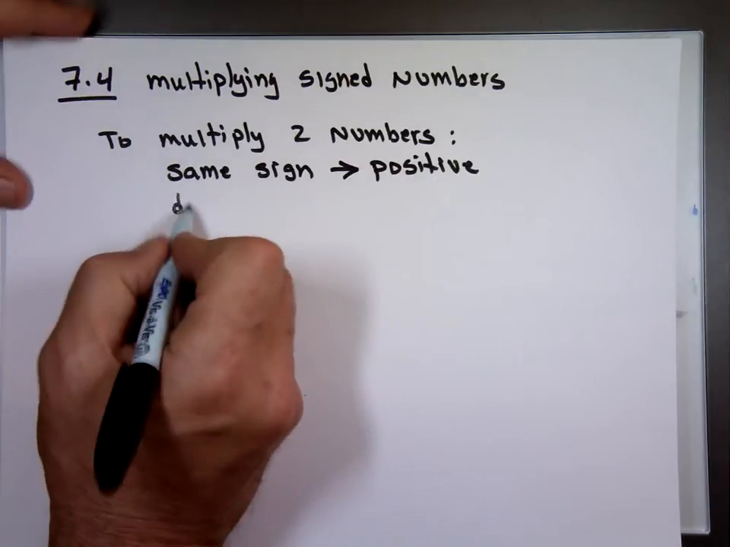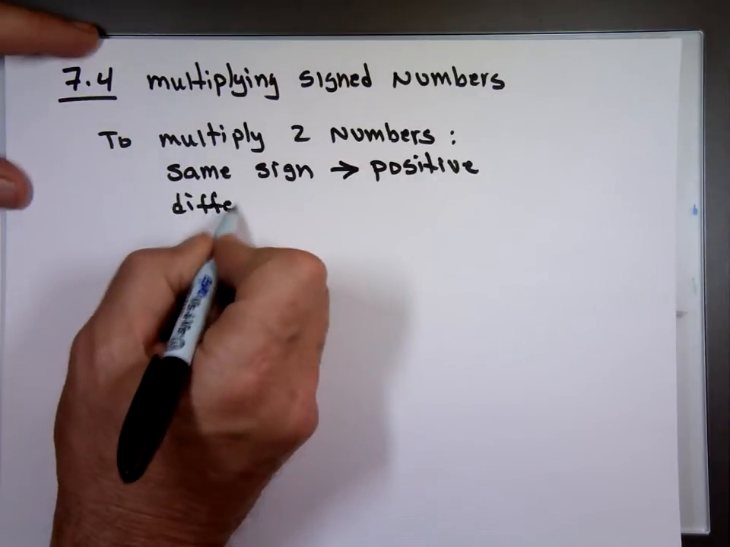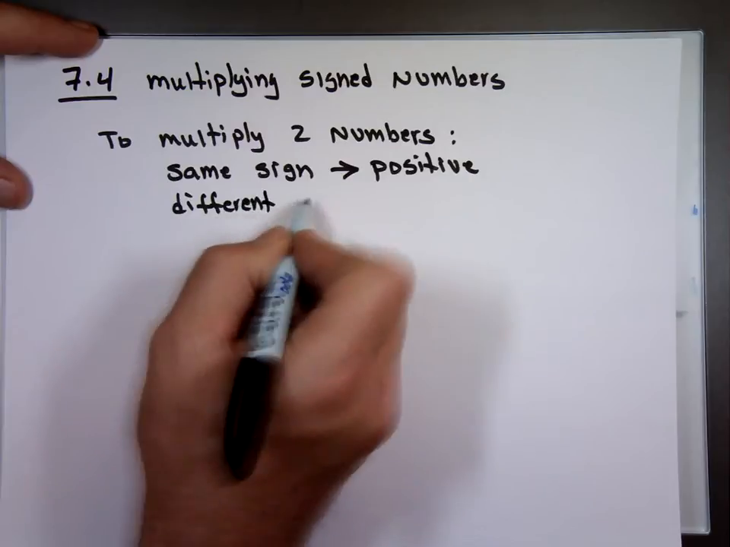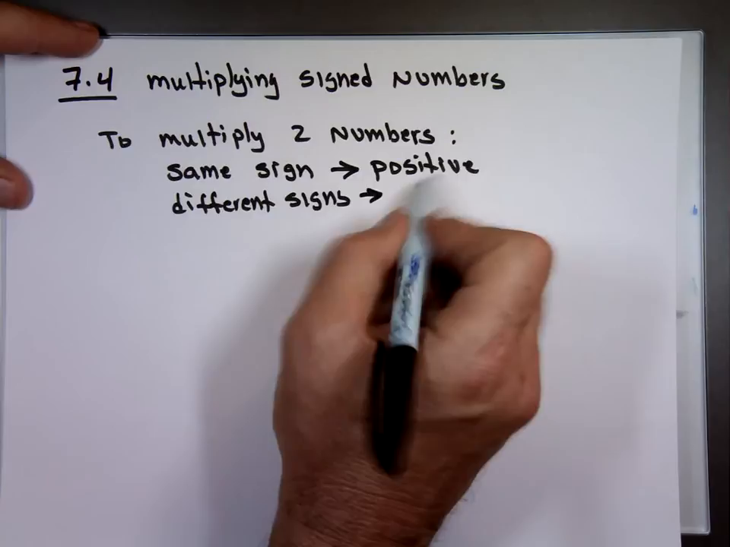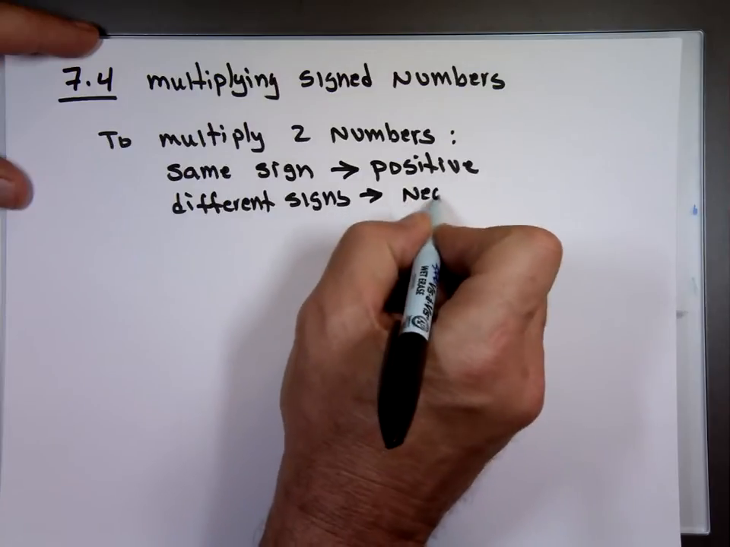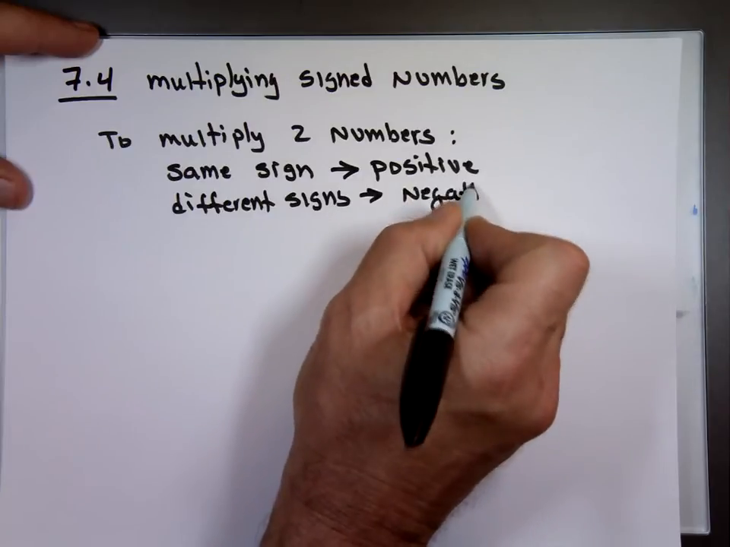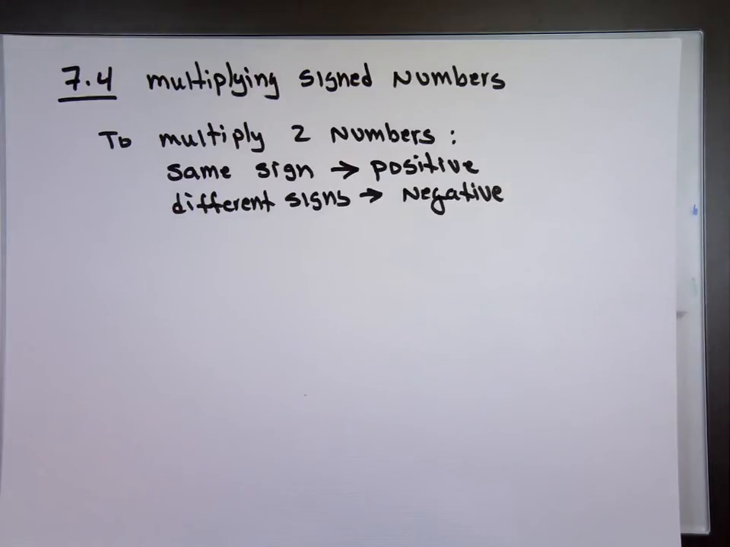And if there are different signs, yep, it doesn't matter which one's bigger, which one's smaller. So when you're multiplying, if the two numbers have the same sign, the result is positive. If the two numbers have different signs, the result is negative.